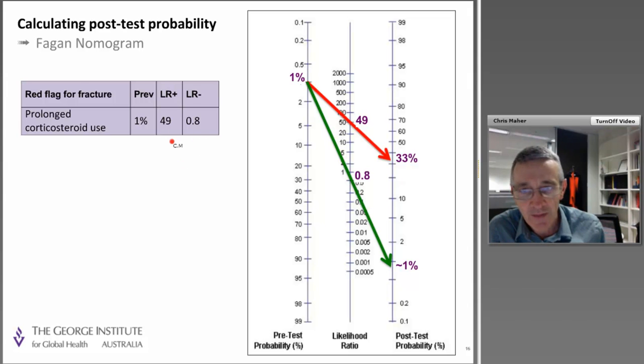So we've got a positive likelihood ratio and a negative likelihood ratio. And if you follow them through here, this is the pretest probability. If the test is positive, that's the red line, you end up with a 33% chance that the person's got a fracture. And if it's negative, it drops you down to 1%. So in terms of red flags, they're usually informative when they're positive. They're not very informative when they're negative because the pretest probability is quite low.